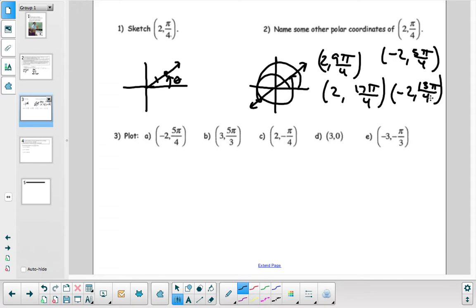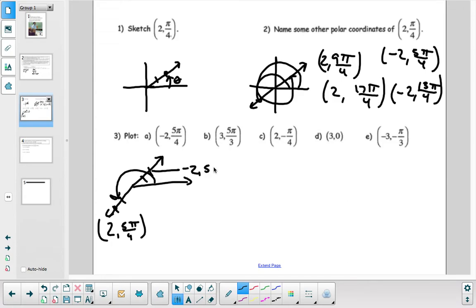All right, (-2, 5 pi over 4), we just did that. Basically, you're going to start off by drawing the angle. Kind of show your work throughout this process. So this is going to be 5 pi over 4. This coordinate is going to be (2, 5 pi over 4). The only difference between (2, 5 pi over 4) and (-2, 5 pi over 4) is that it gets reflected, and instead we're here. So this is (-2, 5 pi over 4). The only difference is that negative radius.